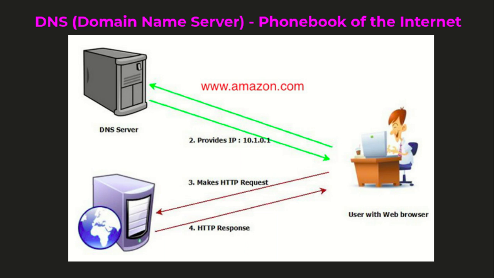In our mobiles we will have different contacts. We will call a specific person by typing the name, not by the number. Why? Because it's very hard to remember all the phone numbers, and it's very hard to type the numbers one by one. In similar fashion, we will have the DNS server.